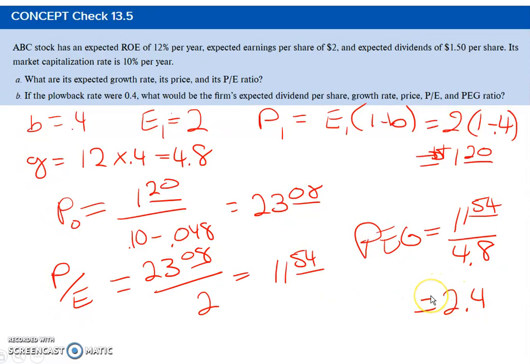So either way, whether you get a PEG ratio of 2.4 or even the higher one in the initial calculation, which wasn't required, both of those would indicate that the stock is likely to be overvalued. An undervalued stock would have a PEG ratio of less than 1.